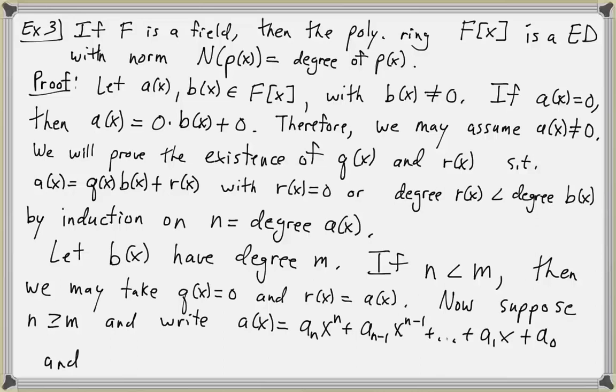And again, we assume B of X is a polynomial of degree M, so we're going to do the same thing. For B of X, we're going to write B of X as b sub m times x to the m down to b1x plus b0.